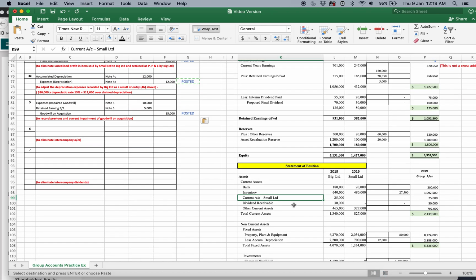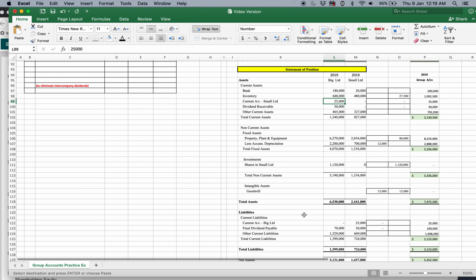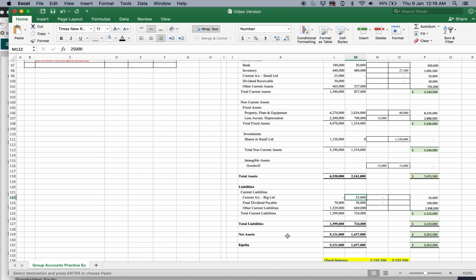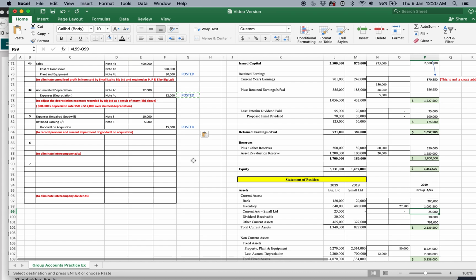So in the balance sheet of Big, it has a current asset of $25,000. So that says that Small Limited owes Big Limited $25,000. It's an IOU. So therefore there should be a corresponding liability in Small Limited to Big Limited for 25. Okay, they match. We need to set those off against each other because we're accounting for the group. We don't want to show overstated figures. We only want to show external liabilities and assets.